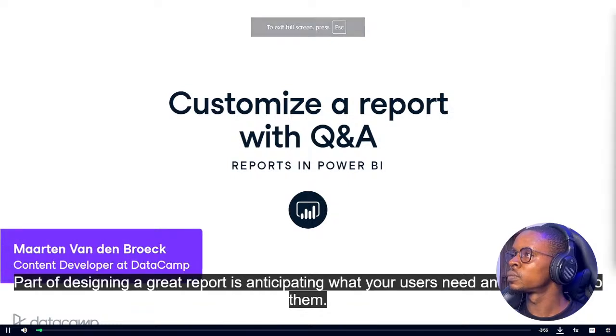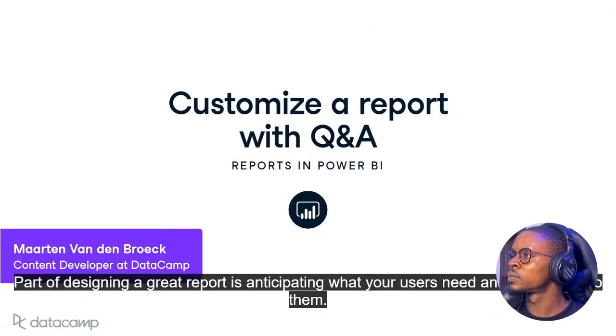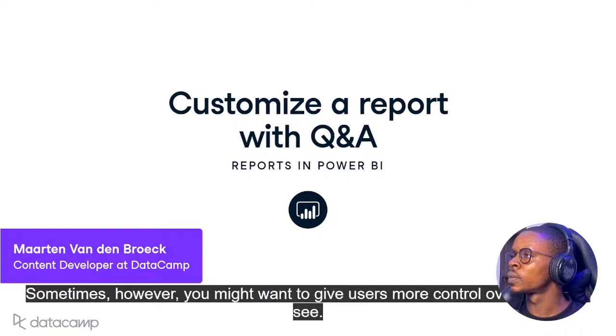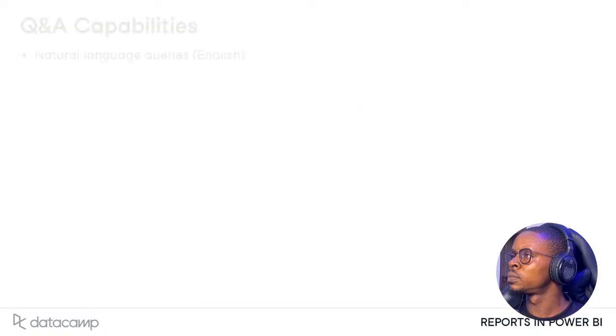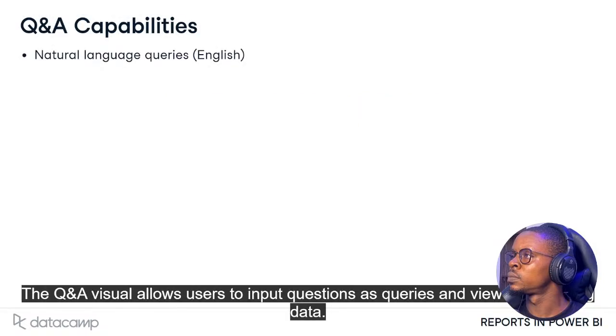Part of designing a great report is anticipating what your users need and providing it to them. Sometimes, however, you might want to give users more control over what they see. That's where the Q&A visual comes in. The Q&A visual allows users to input questions as queries and view the resulting data.